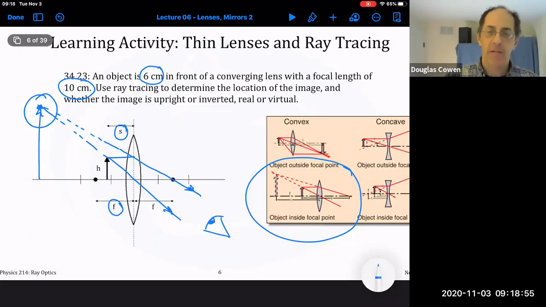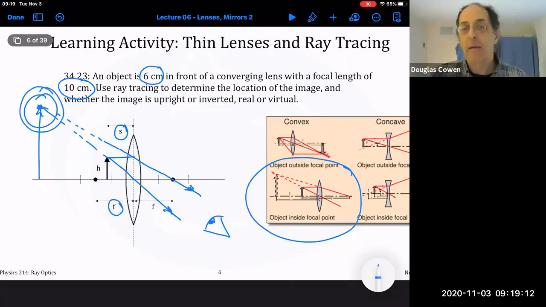So is the light actually coming from it or is it not? Now, this is a virtual image, that's correct. So the light is not actually coming from this point over here at the upper left of the image. It's actually coming from somewhere else, but the lens makes it look like it's apparently coming from that point. So this is a virtual image.